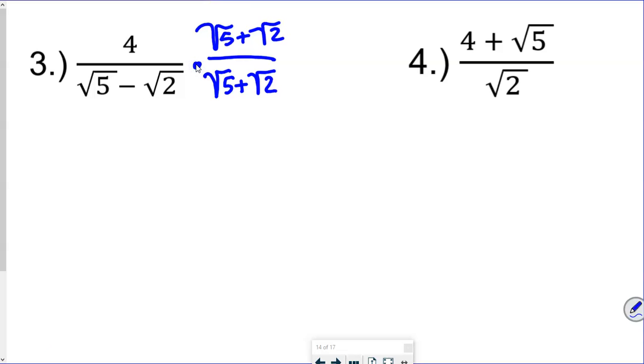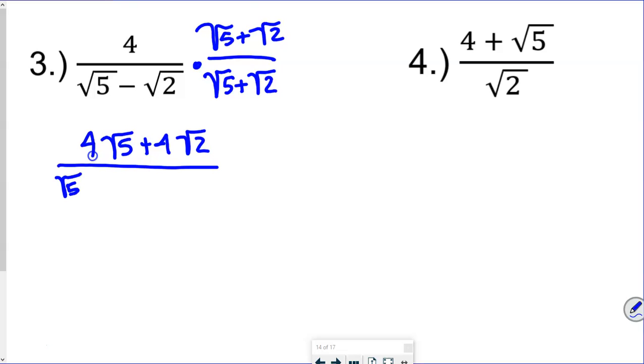So in the numerator, y'all, we're going to multiply 4 times the square root of 5, and then we're also going to distribute that to the square root of 2, so that's going to be 4 square root of 2. Now, when we have a sum and difference in the denominator, y'all, this is like when we did our conjugates, okay? So when we're doing this, we're really going to go square root of 5 times the square root of 5, which is really what? The square root of 5 squared.